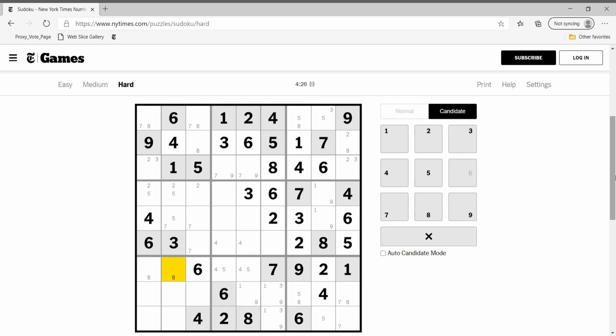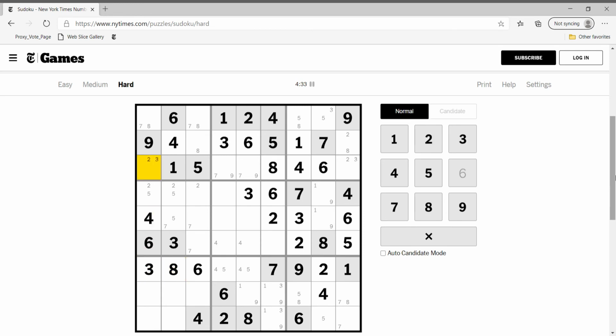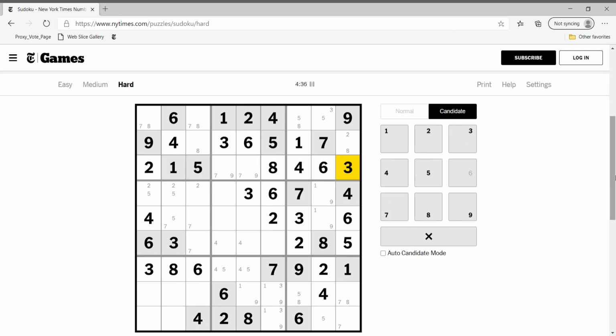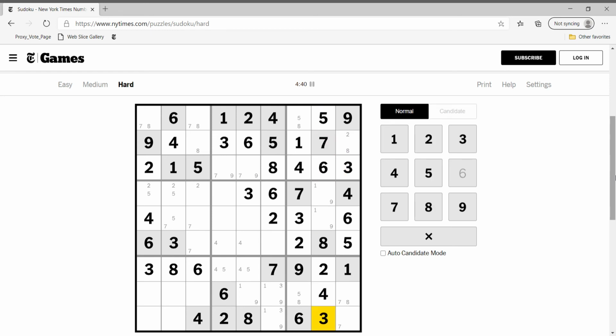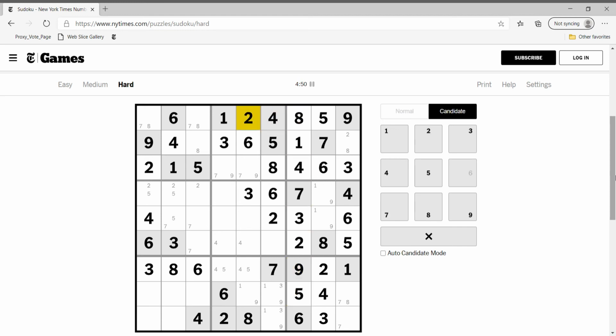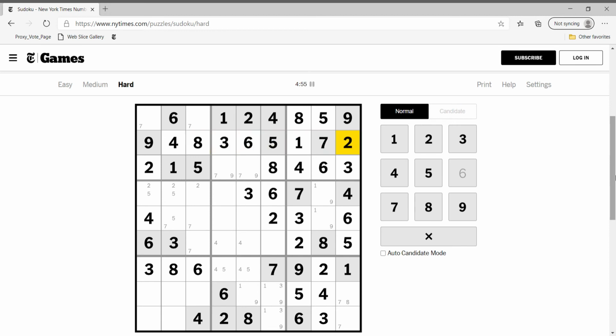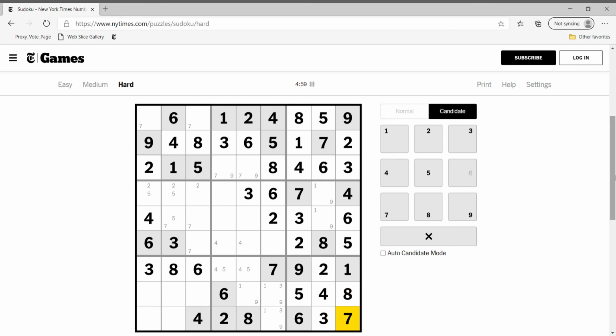And the matching pair here is 3, 8, 3, 8, but this cannot be 3. This is 8, this is 3, this is 2, this is 3. So this is 5, this is 3, matching pair. So this cannot be 5. So this is obviously 5, this is 8. So these are not 8s, this is 8. This has to be 2. This is 7, this is 8.